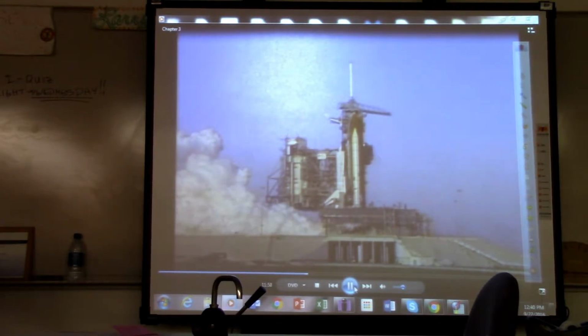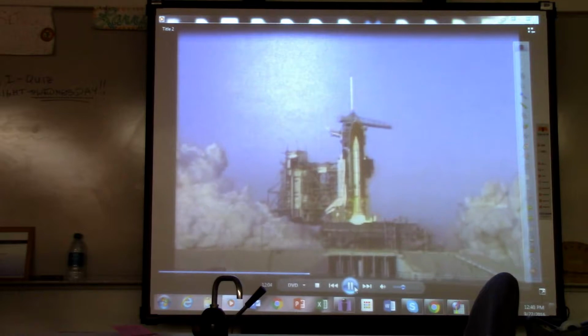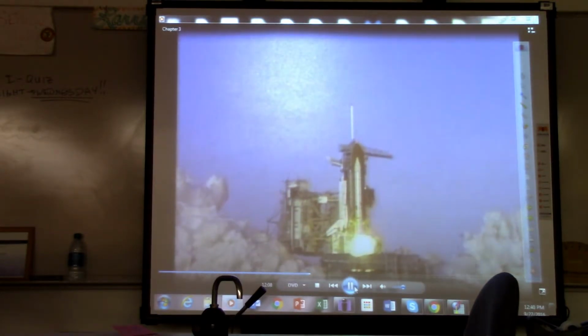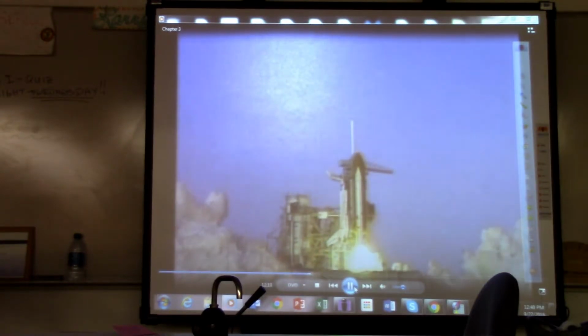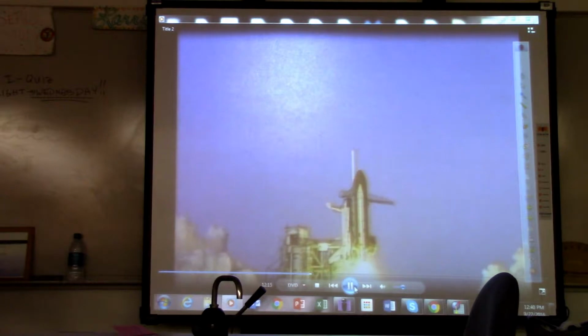Watch what happens when they light those solid rocket boosters. With the 2 solid rocket boosters applying an additional 26 million newtons of thrust, the total thrust from all engines is now 31 million newtons. At this point, the net force is directed upward and the shuttle lifts off.